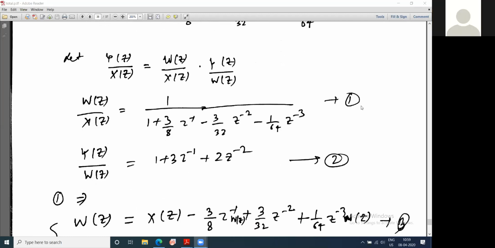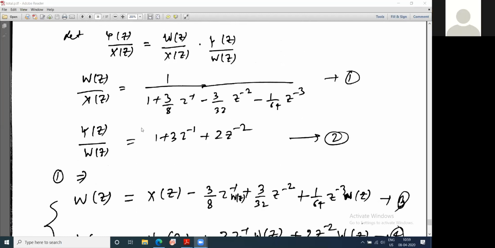Now I am writing the implication. So, W(z) here, X(z) here, I can write W(z) equal to X(z) minus this: the 3/8 is negative and the 3/32 is positive. I hope you got this. Agreed? Everybody check it once. Is it okay or not? Yes, sir.